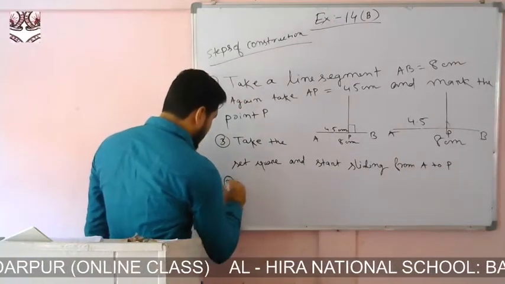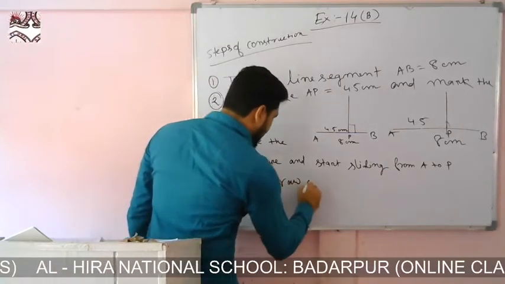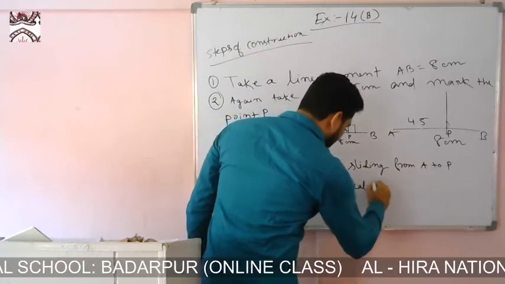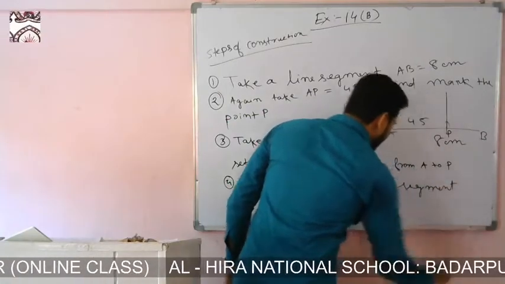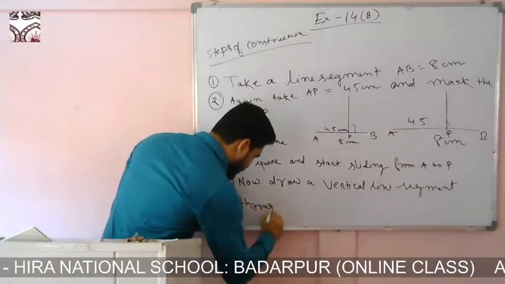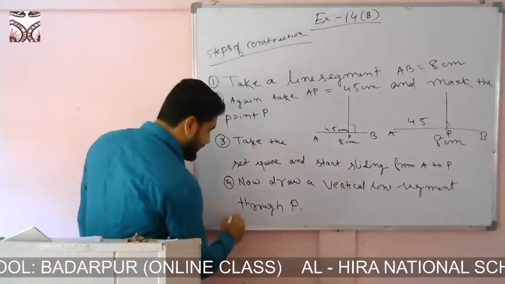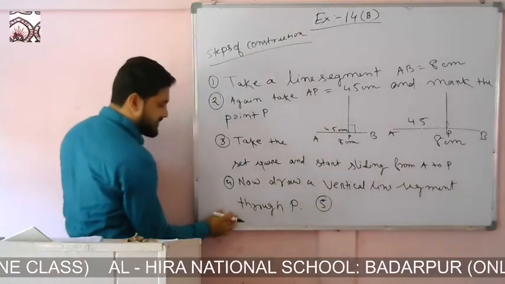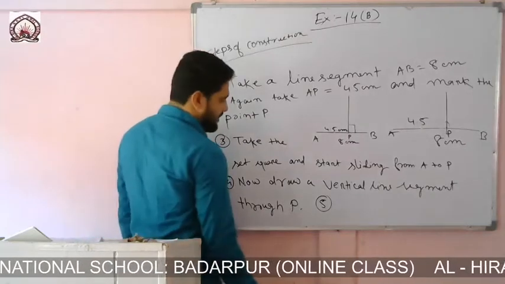Number 4. Now draw a vertical line segment through P. Number 5, write. After that you write number 5 here. Okay, there is no space, so I am writing here. After that write number 5.